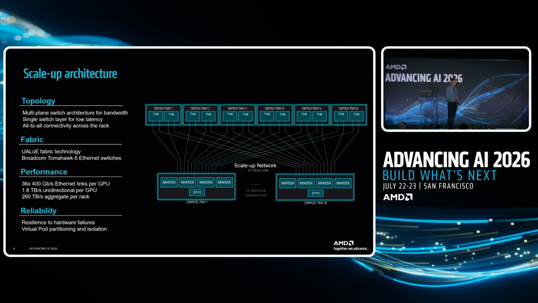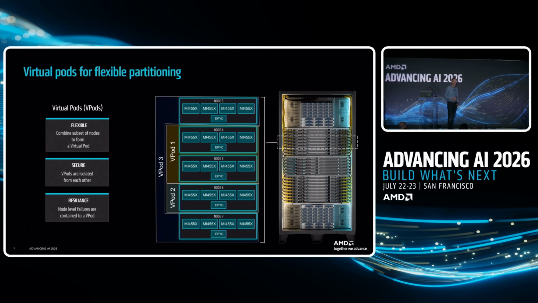Now, the other features I'll talk about in just a moment. One of the key usability features is virtual pods. Virtual pods allow us to take this 18-node rack and split it into a number of virtual racks or virtual pods. A virtual pod is just a subset of the nodes, and the key features of virtual pods are, on the one hand, they provide you with performance isolation. So whatever's happening in one virtual pod will not affect the performance of other virtual pods.